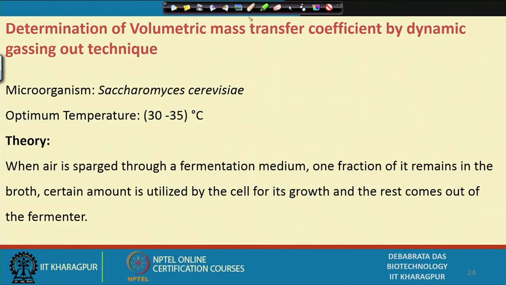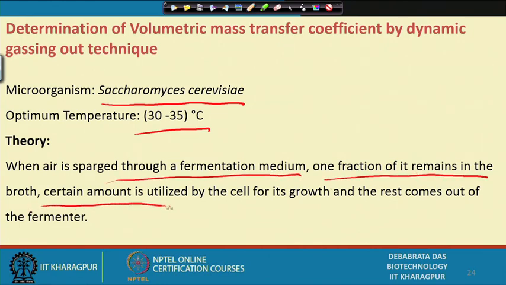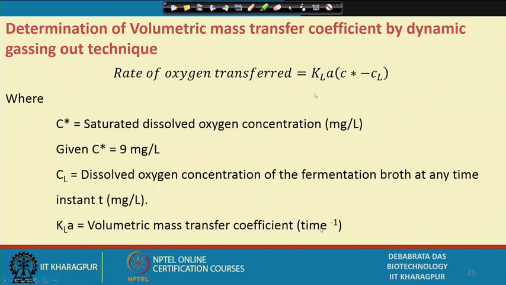Now, here the experiment that we have conducted used Saccharomyces cerevisiae, at a temperature of 30 to 35 degrees centigrade, with air sparged through the media. One fraction remains in the broth, a certain amount is utilized by the cells for growth, and the rest comes out from the fermenter. Now, what will the rate of mass transfer be here? Rate of mass transfer is KLa times (C* minus Cl), where KLa is the volumetric mass transfer coefficient, C* is the saturated dissolved oxygen concentration, and Cl is the dissolved oxygen concentration at any time t, expressed in milligram per liter, and the unit of KLa is inverse time.